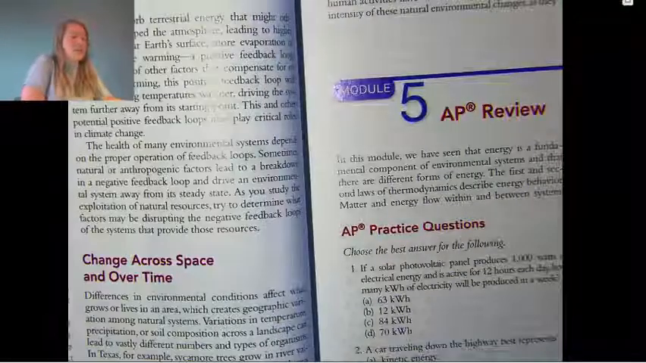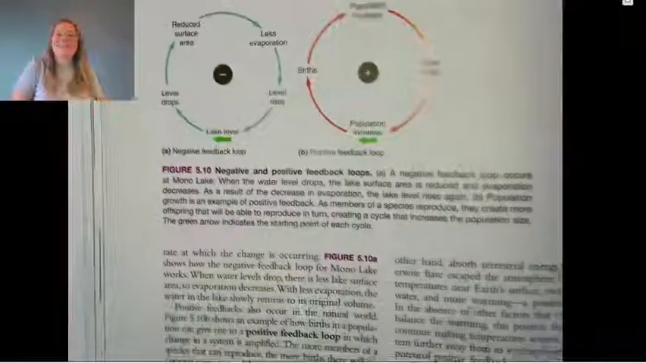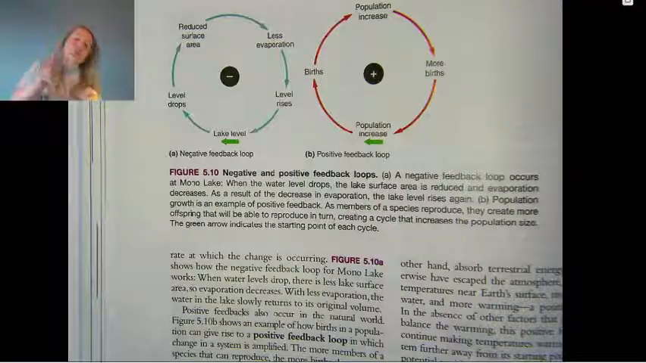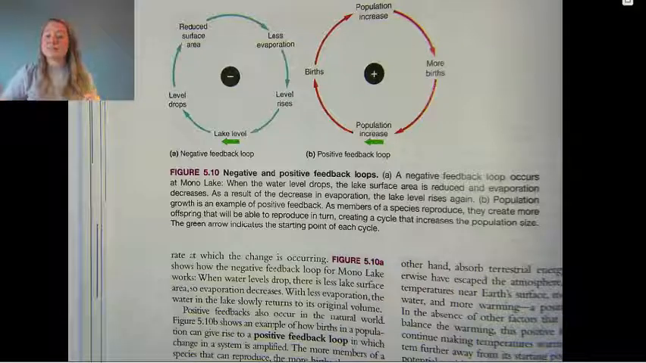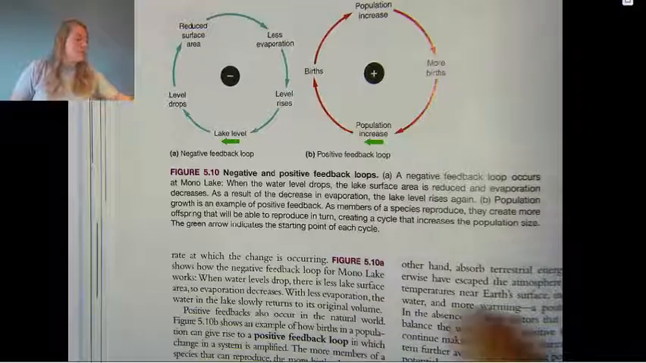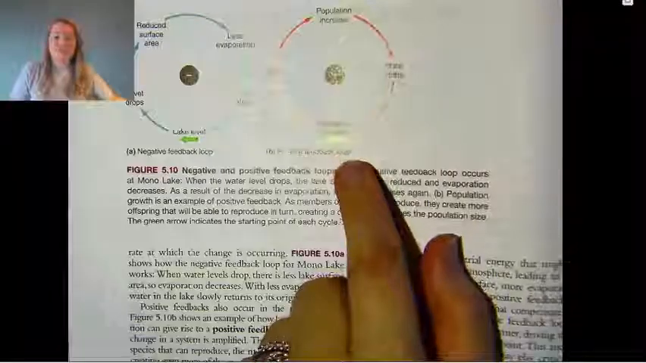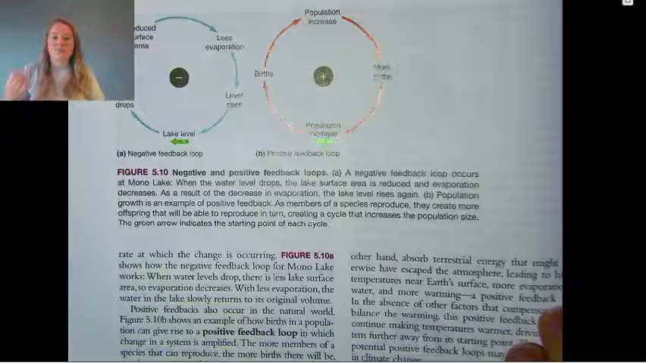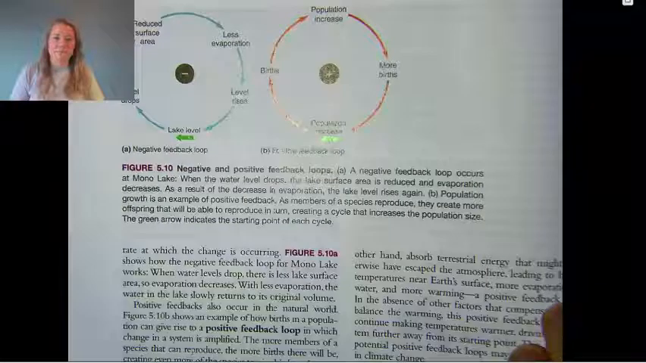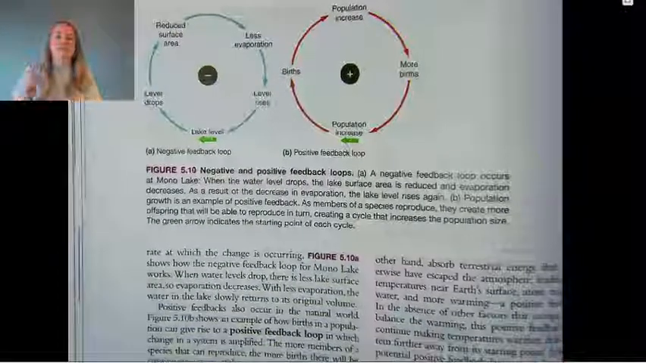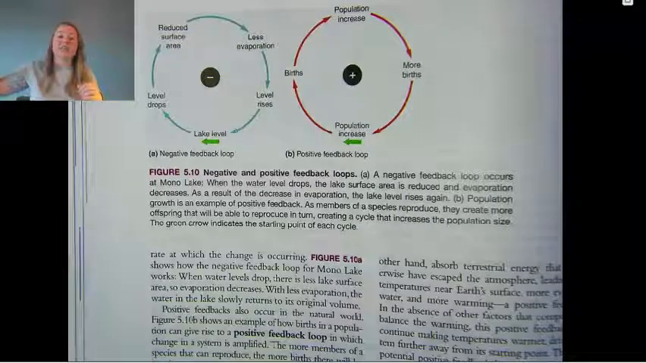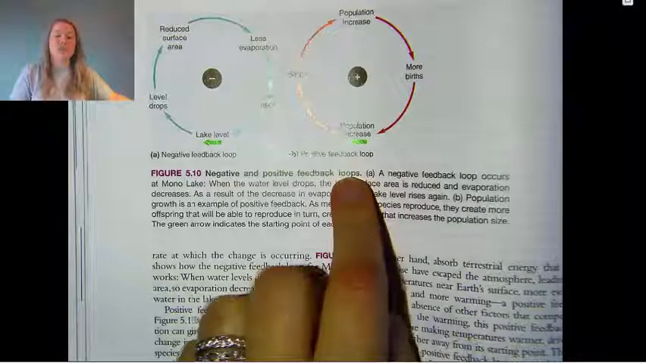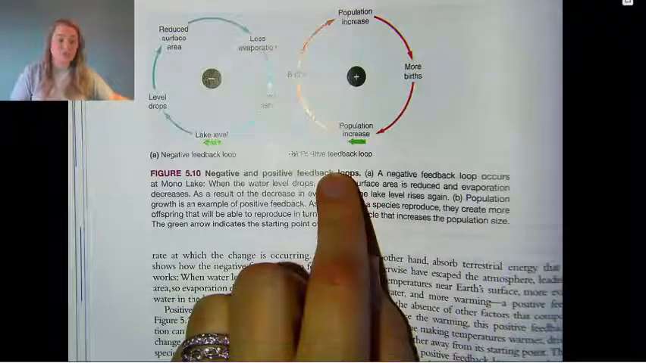Then we get into feedback loops. This is where environmental systems get a little bit messy. There's 2 main types of feedback loops. We have positive and negative. So I'm going to start with a positive feedback loop. Students very frequently get these 2 types of feedback loops mixed up. Now, a positive feedback loop, the way that I remember it is change leads to more change. So positive feedback loop, change leads to more change.